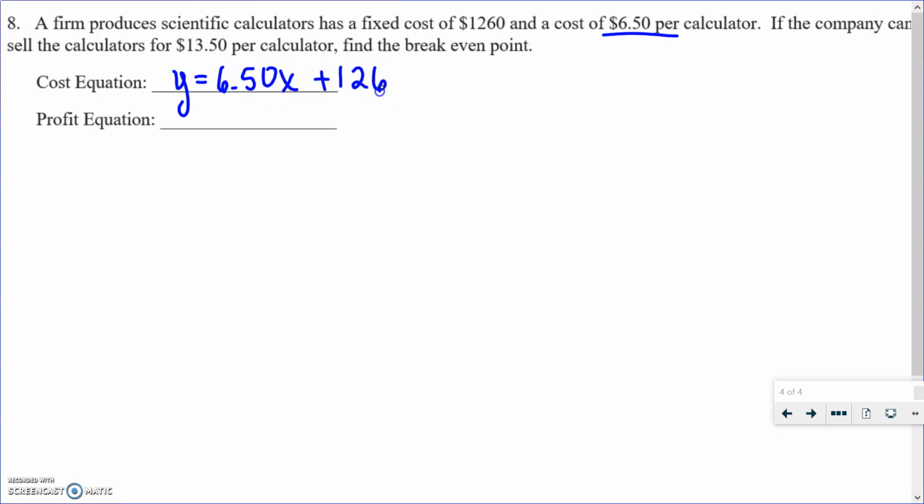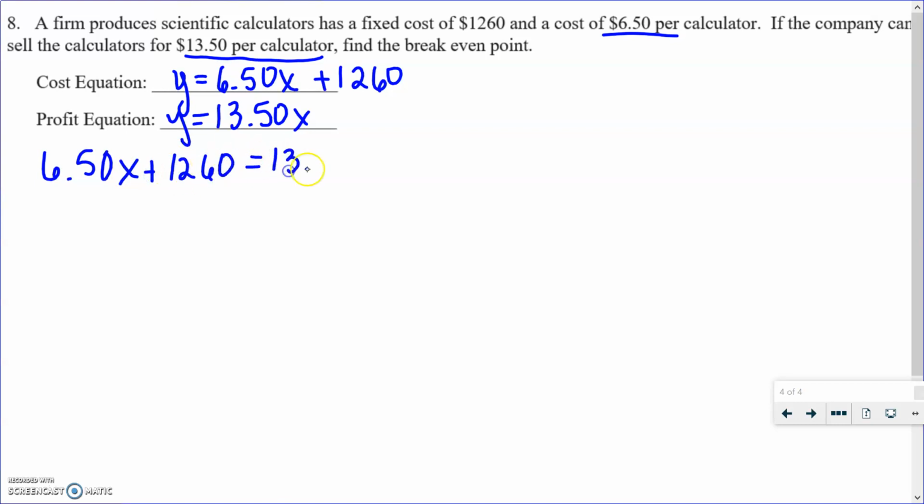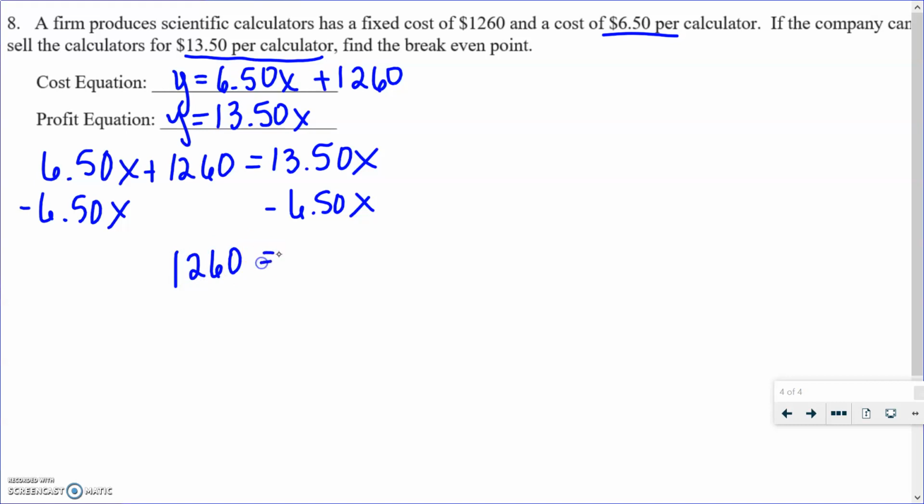And then we have our fixed cost. So these are how much it costs us to make the calculators. And then they sell the calculators for $13.50 per calculator. So again, we're going to set those two equations equal to each other. And then we're going to solve for x. So we get 1,260 equals 7x. Divide by 7. You get 180 is the number of calculators that need to be sold. Okay?